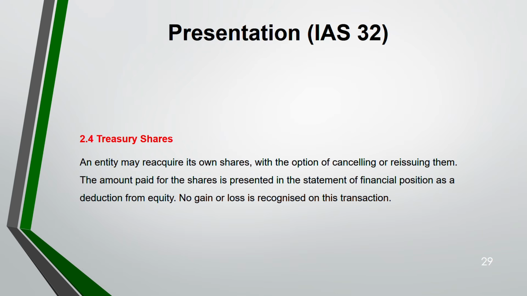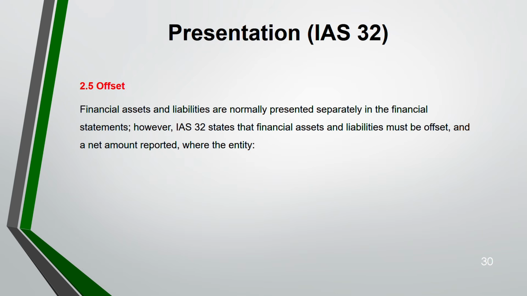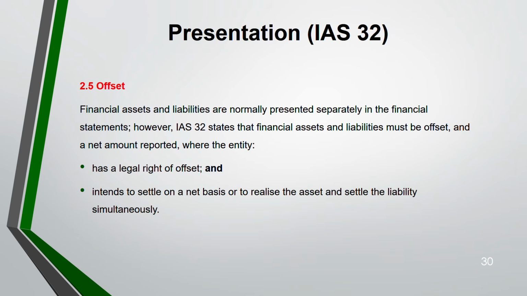Okay. Now, offset. Financial asset and financial liability normally we present separately. But IAS 32 says that under certain circumstances, you can offset financial asset and liability. That means you deduct the liability from the financial asset and show the net financial asset or net financial liability. Two conditions. One, entity has the legal right to offset and they intend to settle on a net basis.